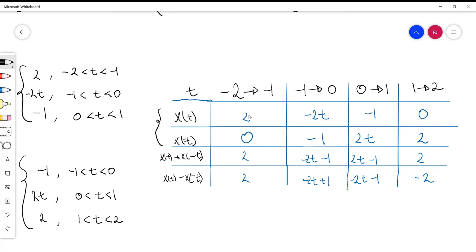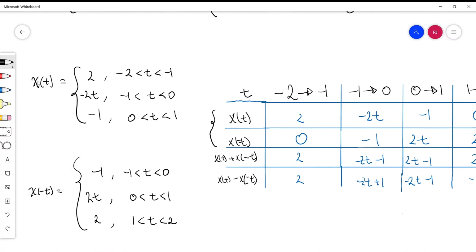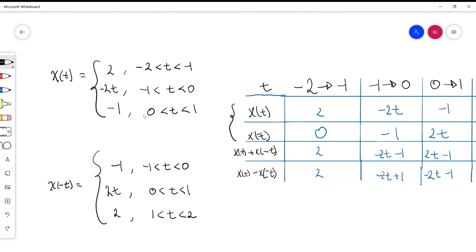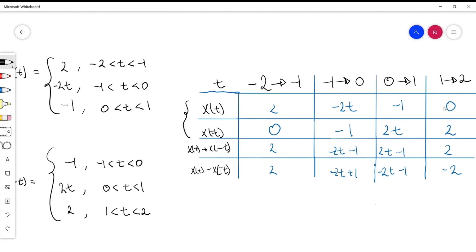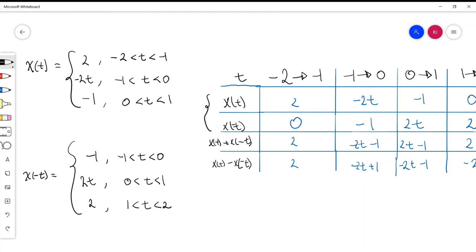So for this first box here, I want to know what the value of x of t is when t is between -2 and -1. So all I do is I scroll over here, and I look for x of t when t is between -2 and -1, and I see that the value of x of t at that point is 2. And similarly, from -1 to 0, it's -2t. From 0 to 1, it's -1. And then from 1 to 2, since it's not defined in this piecewise function, I can put a 0 there, and that preserves this equation and doesn't change anything about it. And now I've gone through how I populate this first row.